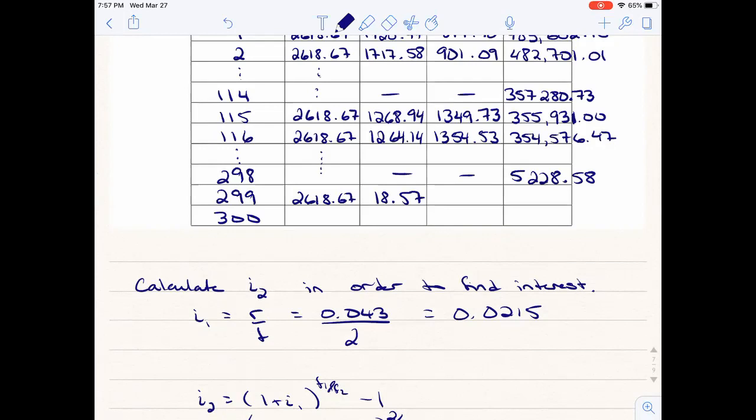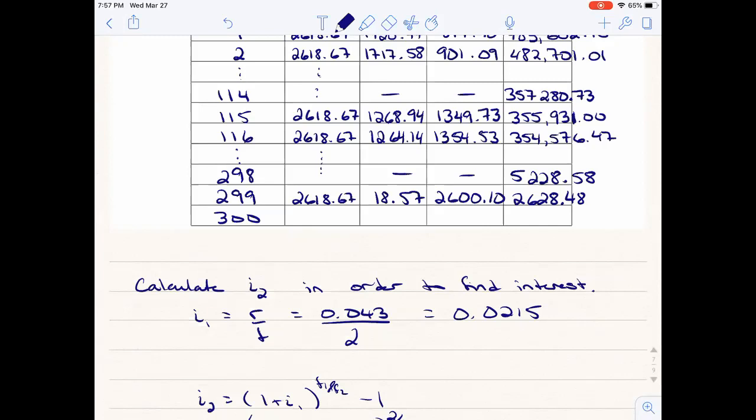2618.67 minus 18.57 is 2,600.10. And 5228.58 minus the previous answer. Now I owe $2,628.48.